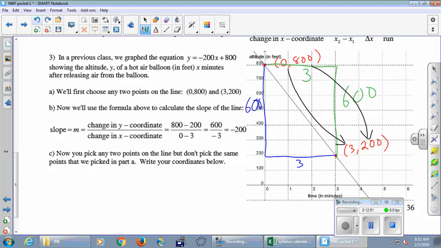Okay, so now what we are going to do is pick 2 other points on the line, not the ones that I've labeled in red. Somebody find me the coordinates of a point on this line. 1, 600. Everybody okay with that? So we're looking for nice points. So everybody grab a 1, 600, and then one more nice point on this line. 2, 400. Sounds good.